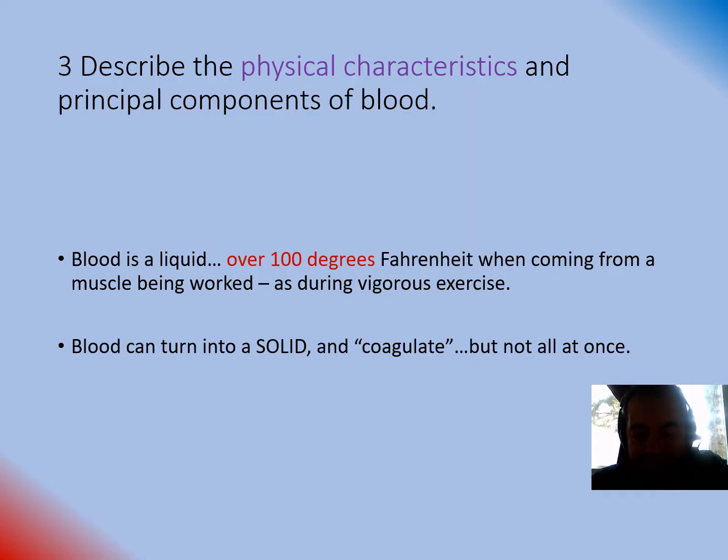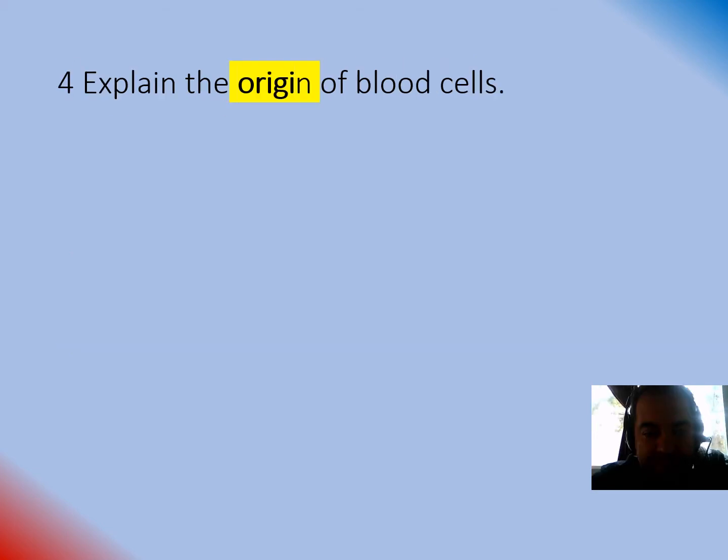Describe the physical characteristics and principal components of the blood. Didn't we sort of do that already? Well, the physical characteristics. Principal components. Explain the origin of blood cells.